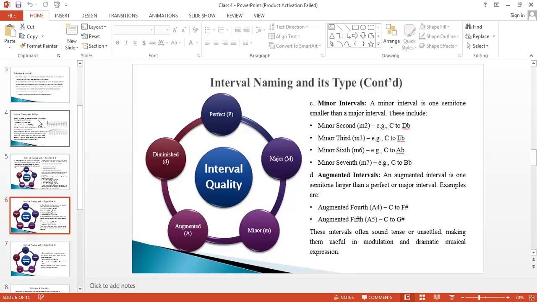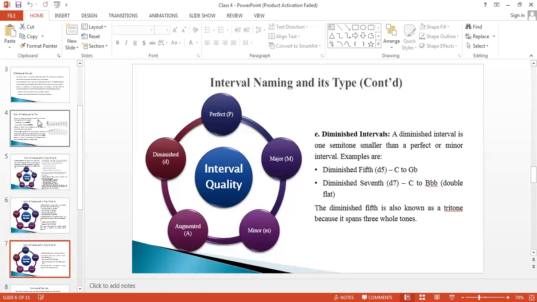And we have the augmented interval. An augmented interval is 1 semitone larger than a perfect or major interval. You have the augmented fourth and augmented fifth. As I said the other time, C to F, when you talk about F, you have it increased, you have the sharp. C to G sharp, you have it increased as such.